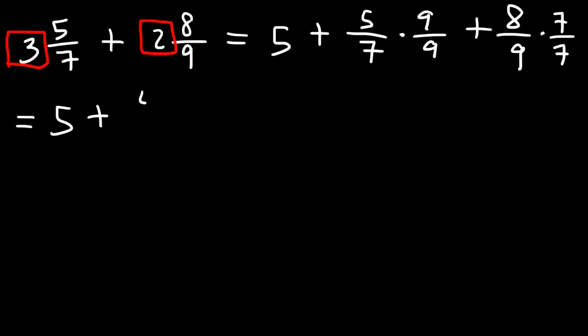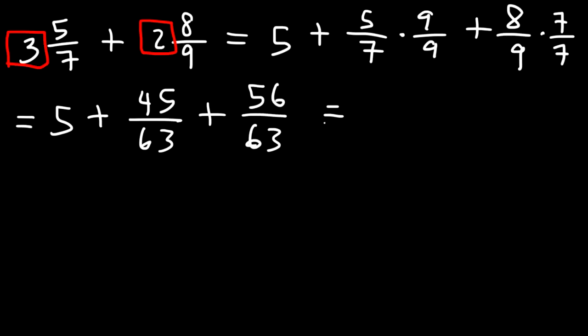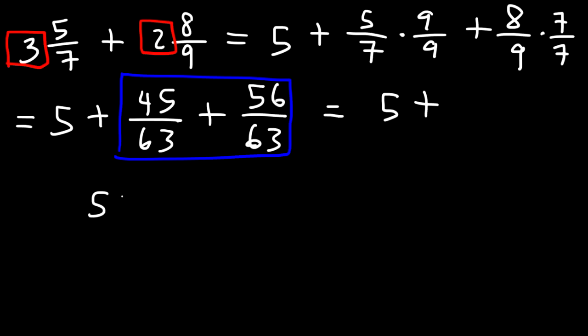5 times 9 is 45. 7 times 9 is 63. 8 times 7 is 56. And 9 times 7 is 63. So now we can add these two fractions. So what is 45 plus 56? 5 plus 6 is 11, carry over the 1. 1 plus 5 is 6, plus 4, that's 10. And so this is going to give us 101.